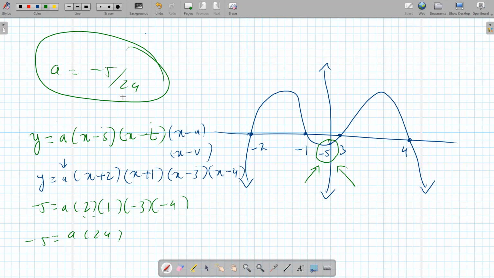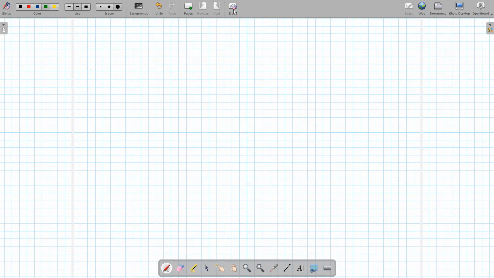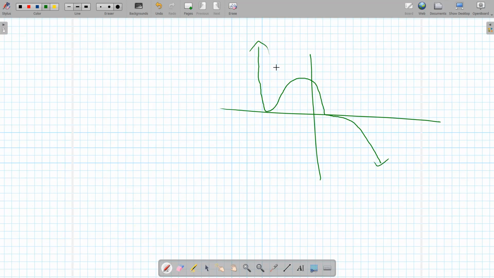Let's take this up a notch, right? If you understand this, you're also going to understand the next part. So let's look at this polynomial, okay? Let's look at this one. Something like that. What do you think the degree is of this guy?